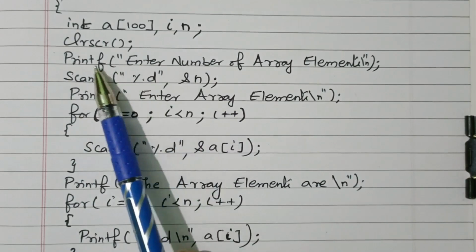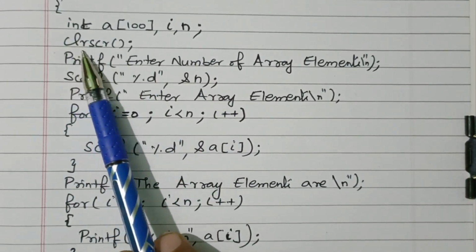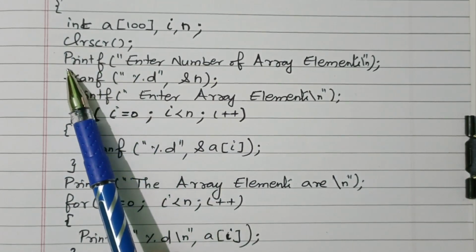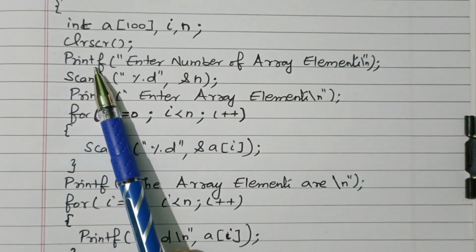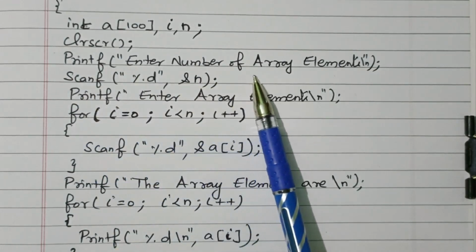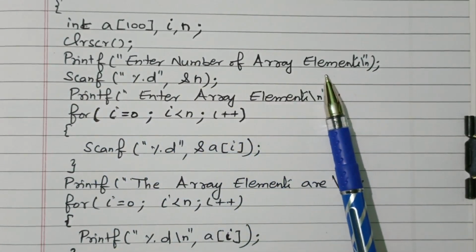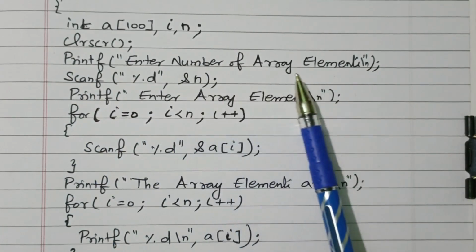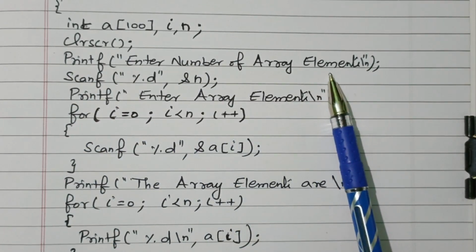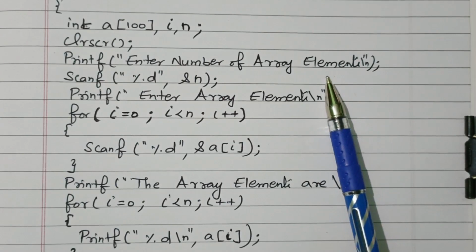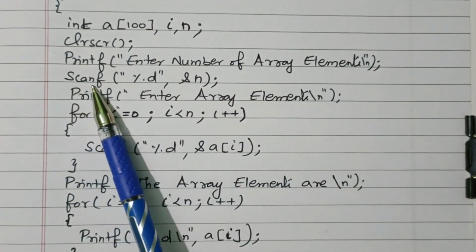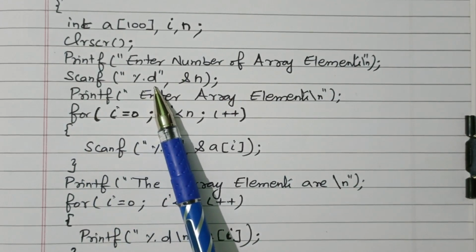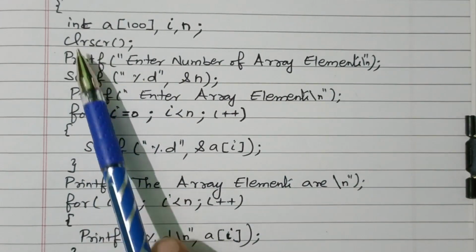Then clrscr. The previous outputs are cleared. Then we ask the user to enter the data, how many elements you are going to use, by using the printf. Printf, enter number of array elements. We are asking the user to enter the number of elements. So the user will enter how many elements he needs. That is scanned by the scanf statement. Scanf %d. %d refers to integer type.